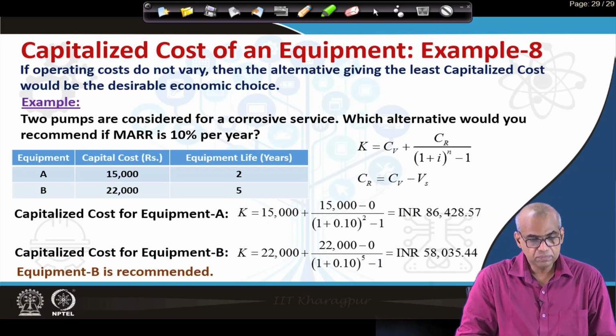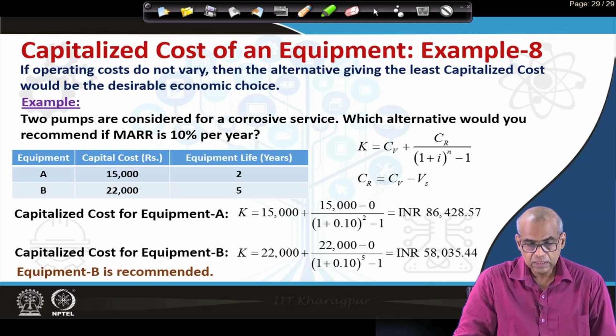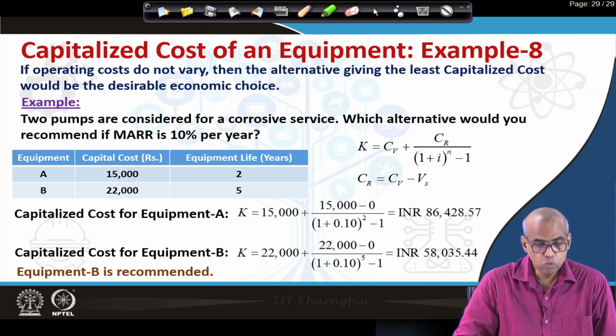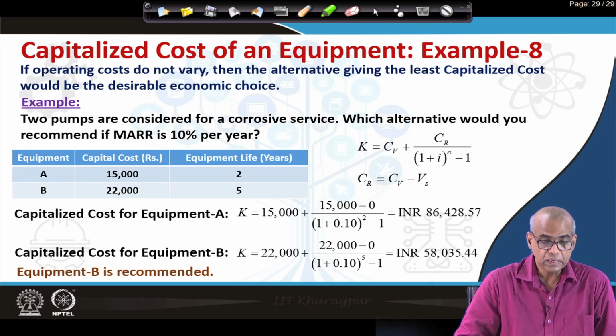So, let us take an example. If operating costs do not vary, then the alternative giving the least capitalized cost would be the desirable economic choice. Based on that, let us take one example. Two pumps are considered for a corrosive service. Which alternative would you recommend if the rate of return is 10% per year? Equipment A and equipment B are the two pumps. The capital costs are 15,000 and 22,000, and the equipment lives are given as 2 and 5 years respectively.